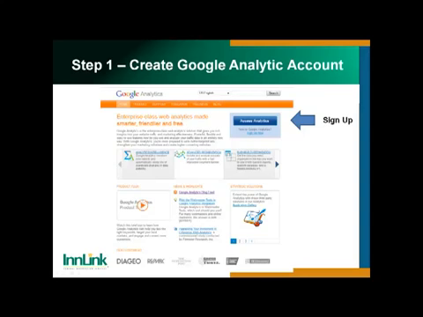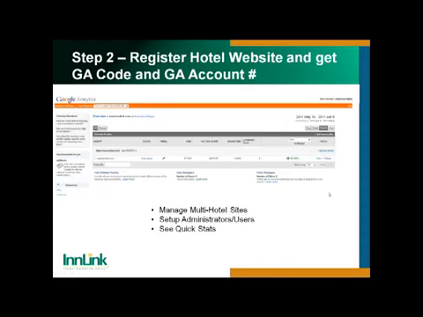Step 1 we talked about, set up a Google Analytics account. Once you set up a Google Analytics account, this is the page you'll go to. If you're new to Google Analytics, you'll click here, or if you already have an account, you would select Access Analytics. Once you've signed up, go into your site, and you will see this page in which, if you had multiple hotels, you would see a list of all your hotels, and you would go to each hotel site and set up the appropriate reports or information.